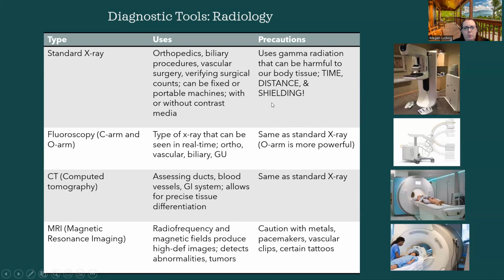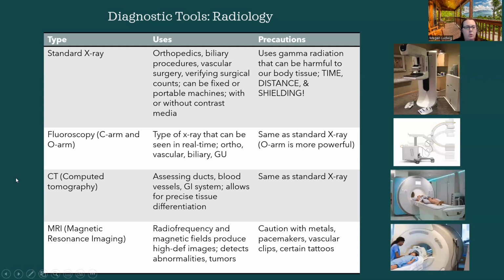One thing I also forgot to put up here for precautions is a lot of places require you to wear what's called a dosimeter badge. It's a little badge that you have to wear at all times when you're working that measures the amount of radiation you're exposed to in a given period of time. And then you'll have to send that badge in and they'll read it and say, okay, you've been exposed to so much radiation. If it's too high, they may have to stop you from going in those cases for a while for your own safety.